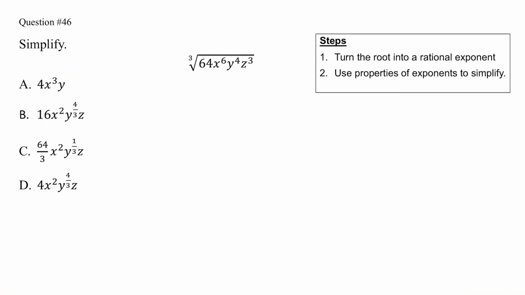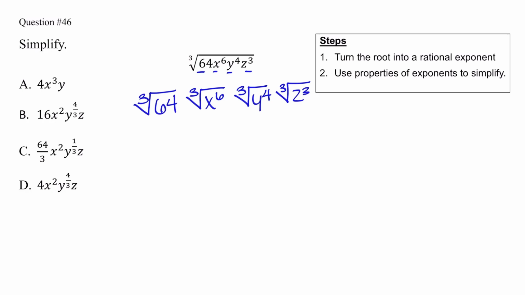So now let's work on simplifying this radical. So there's a lot of different ways you can do this. I like to break it up. So we have the cube root of 64, right, times the cube root of x to the 6th, the cube root of y to the 4th, cube root of z cubed, right? I just broke it apart into each separate piece. Okay, cube root of 64, you can do that on your calculator. That's 4. Cube root of x to the 6th.